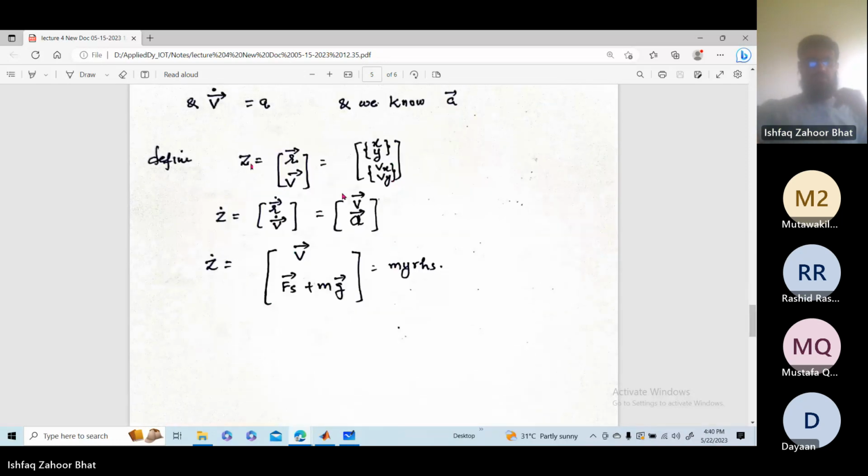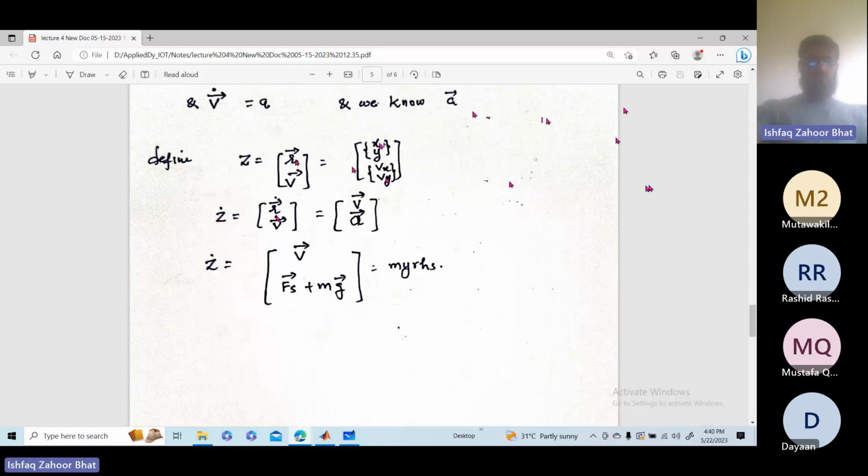So if we are defining this variable Z, how many components will it have? 1, 2, 3, and 4. So this Z will have 4 components, and each component will have some number of values depending on how many steps we have used in time. Basically it will have 4 rows. The first row will represent the X component of the position, the second the Y component of the position, the third the velocity in the X direction, and the fourth the velocity in the Y direction.